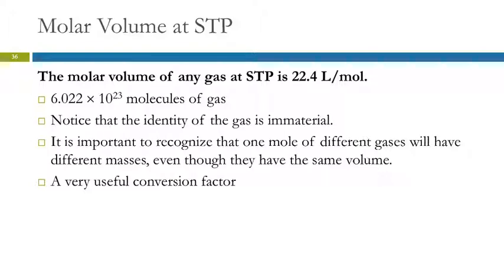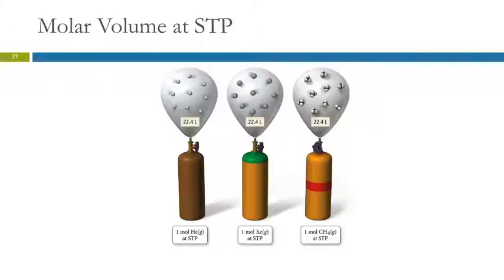Now, those different gases will have different masses, right? Because if you're looking at the mass, it's going to be different, even though they take up the same amount of volume. But this is going to be a very useful conversion factor. Here's just an example. Here we have 3 balloons, each 22.4 liters. If this is at STP, there's a mole of helium in here, a mole of xenon in there, a mole of methane in there. Same number of particles, same volume.